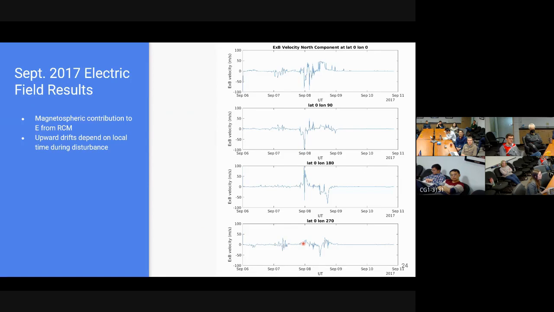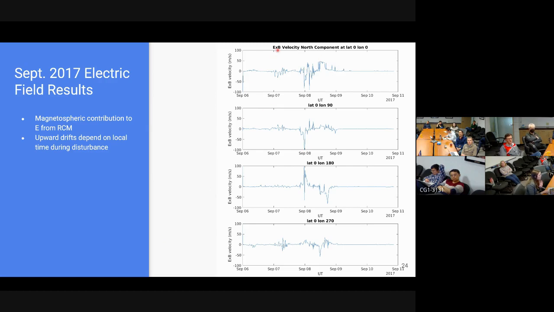Okay, so here are some of the electric field results. These are the magnetospheric contribution to the electric field from RCM, in 4 different sectors of magnetic longitude. Since these are magnetic longitude, this would roughly correspond to Jicamarca's location, and then kind of stepping forward all the way around the globe.